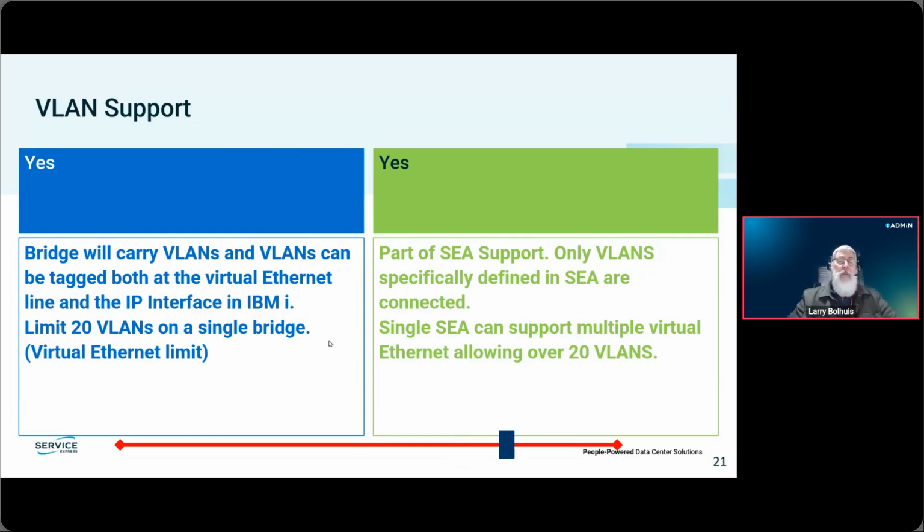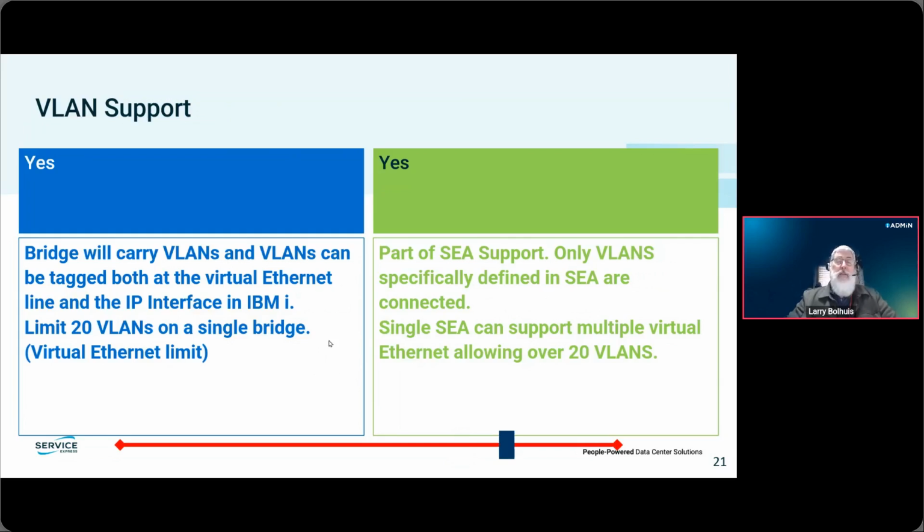Now, because the virtual side can only have 20 VLANs, that's your limit in IBMI, 20 VLANs on a single bridge. You can build multiple bridges if you'd like. However, in the VIOS side of the house, that's part of your SEA support again. Only VLANs specified in the SEA are connected. So you do have to define them there. So that's a little bit of an extra step, but it's good for security.